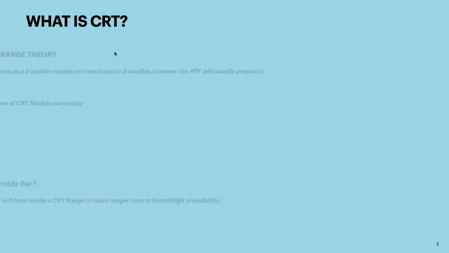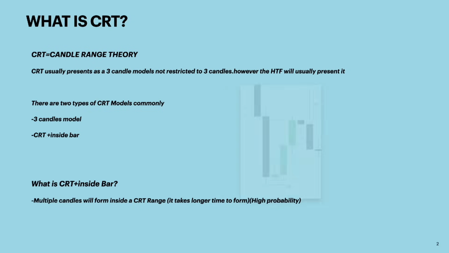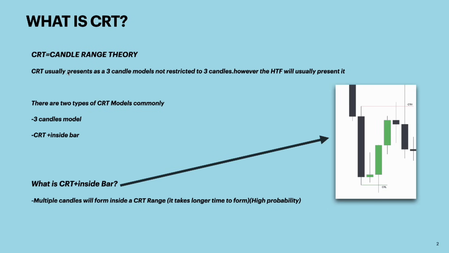Candle range theory, CRT, typically manifests as a three-candle pattern, but it's important to note that it doesn't always adhere strictly to this structure. While the three-candle model is common, it's not a hard rule. For instance, in this example, you can see that multiple candles are utilized to reach the range high. We start with a range, an inside bar, and a turtle soup setup, moving from the low to the high of the range.